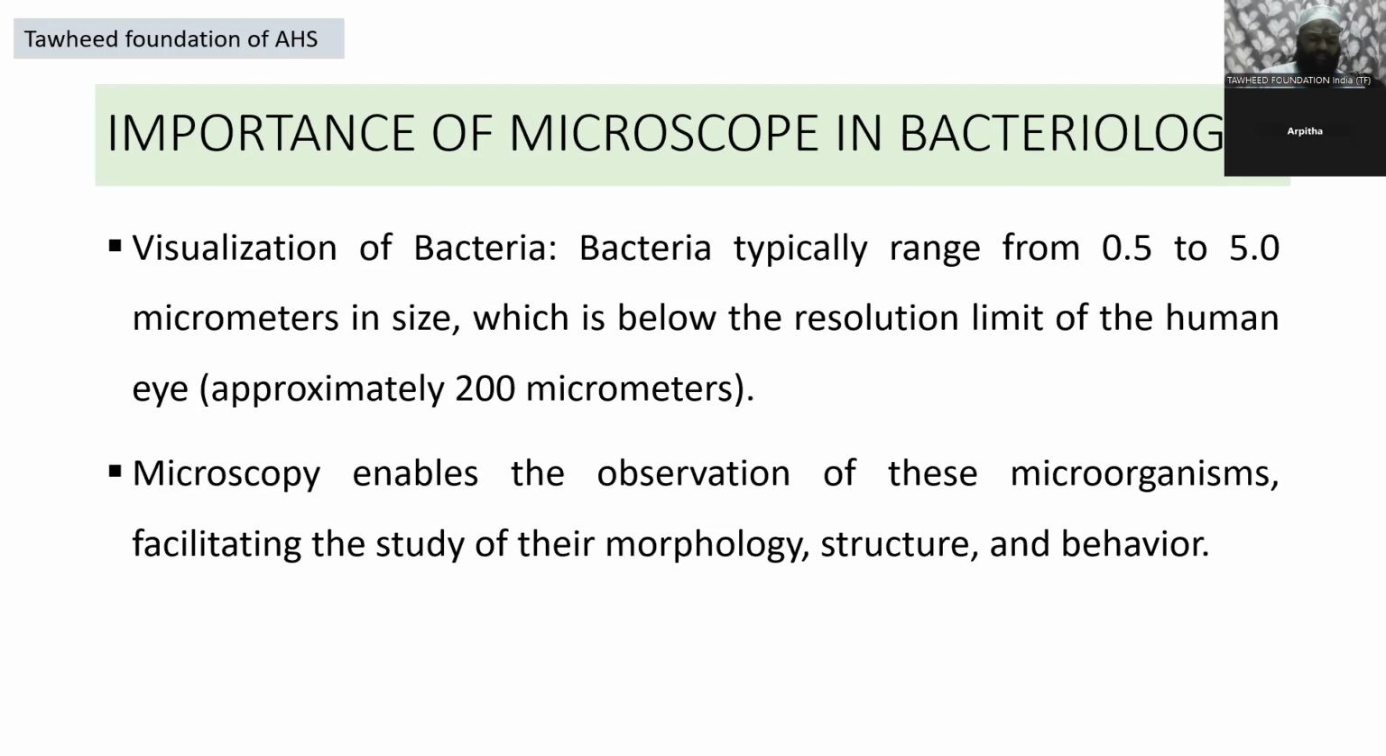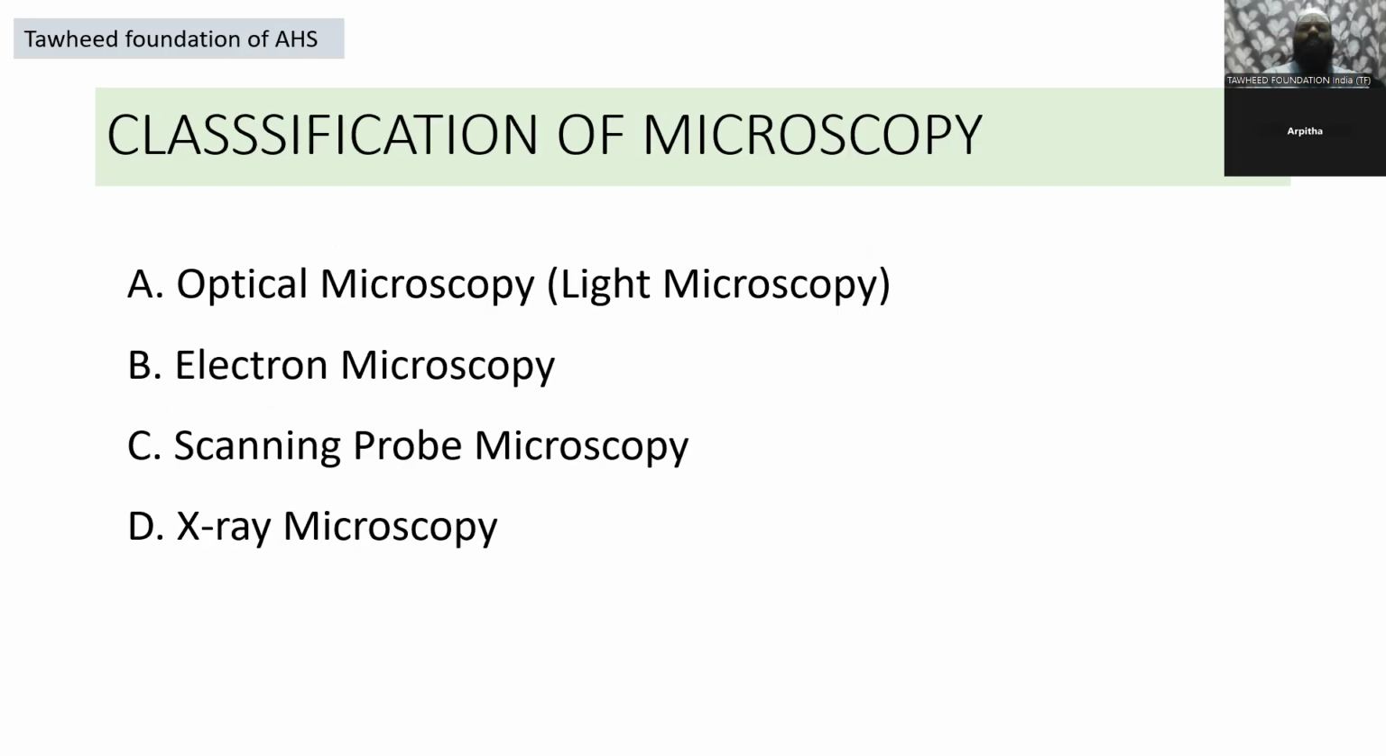Importance of microscope in bacteriology. Visualizing the bacteria, which is ranging from 0.5 to 5 micrometers in size, which is below the resolution limit of human eye, that is approximately 20 micrometers, that can be identified under microscope. Microscopy enables the observation of these organisms, facilitating the study of morphology, structural behavior, and other anatomical characteristics.